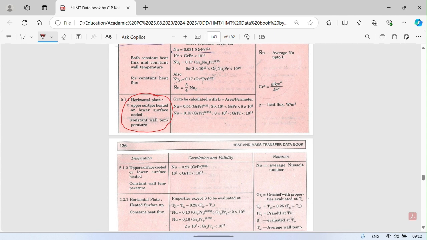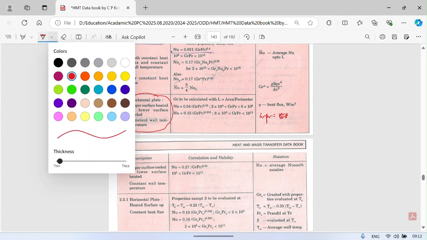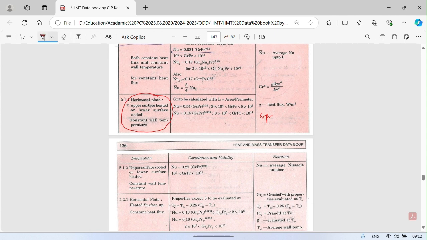So in our case, we have GrPr equal to 5.8 into 10 to the power of 8. This is the GrPr value we are getting. So for the horizontal plate, the upper surface is heated or the lower surface cooled at constant wall temperature, because the temperature is 130 degrees Celsius. So this condition is exactly suitable. It lies between 10 to the power of 6 and 10 to the power of 11. So this condition is suited, and we can choose this Nusselt number.